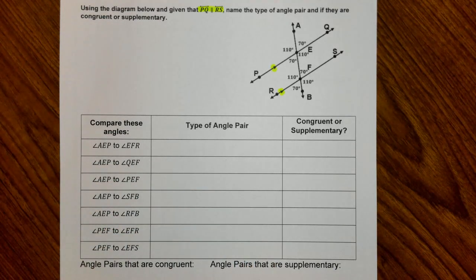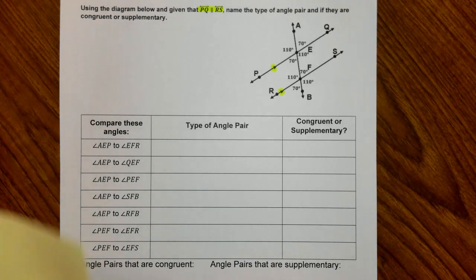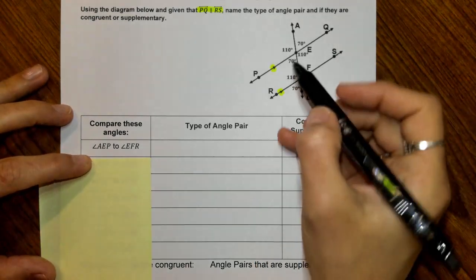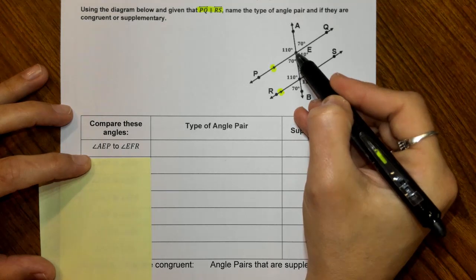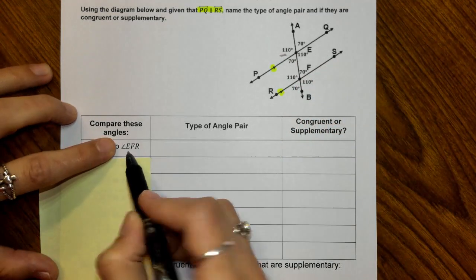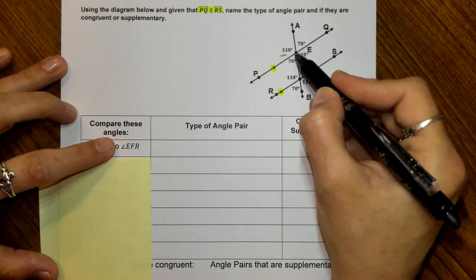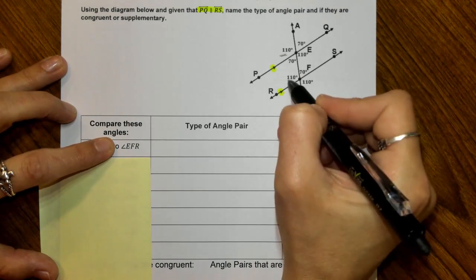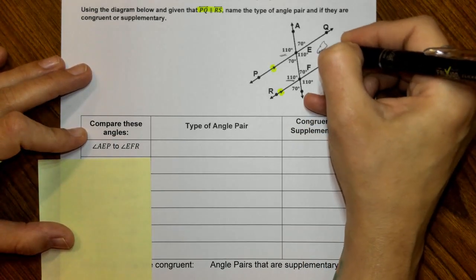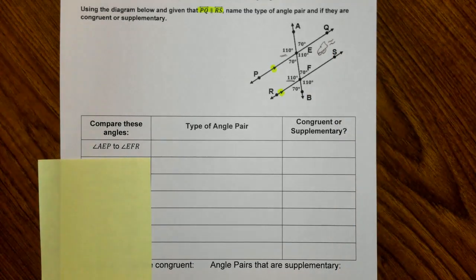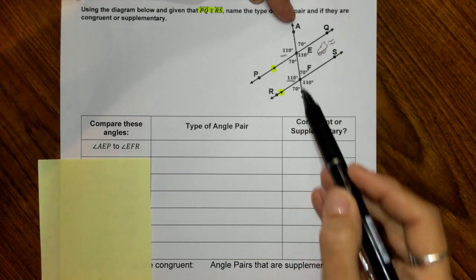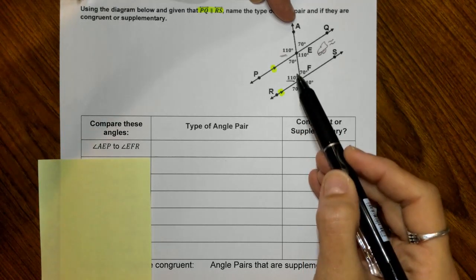Let's start off with our angle. I'm going to cover this up so we're not getting too distracted. Angle AEP, so go A to E to P, and angle EFR, from E to F to R, right here. Again, how I've taught it, we've got a car in the middle of the road to identify interior and exterior. We're looking at our transversal, which is line AB, and at these two angles.